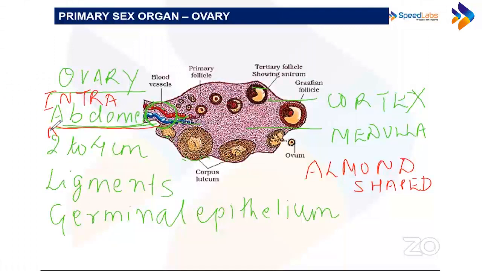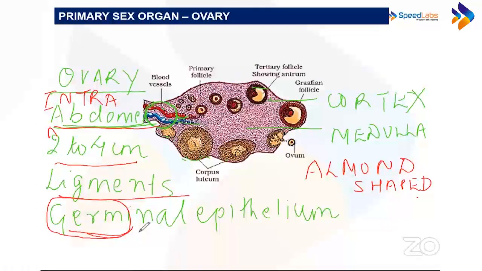So coming back to ovaries, ovaries location is intra-abdominal. They are a pair, almond-shaped, 2 to 4 centimeter in length, and they are connected to the body wall as well as the uterus by the help of ligaments, and the lining of the ovary is germinal epithelium. जर्मिनल एपिथेलियम के बारे में मैं एक बात बताना चाहती हूँ कि this term is now not accepted, but for the sake of writing we have written it.